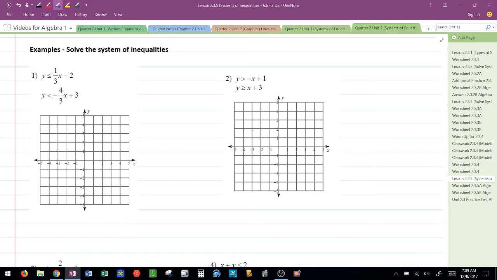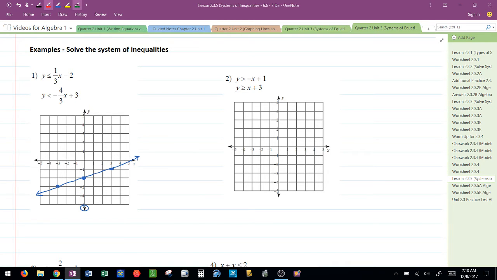So let's take a look here. I'm going to graph the first one: y is less than or equal to 1/3 x minus 2. I'm going to put a point at -2 on the y-axis. Go up 1, and 1, 2, 3 to the right. Remember, that's the same as down 1, and 1, 2, 3 to the left. And because it's a less than or equal to, I'm going to make this a solid line. Now, for this solid line and the inequality of less than or equal to, I know that I would be shading below that line. So I circled that down arrow there.